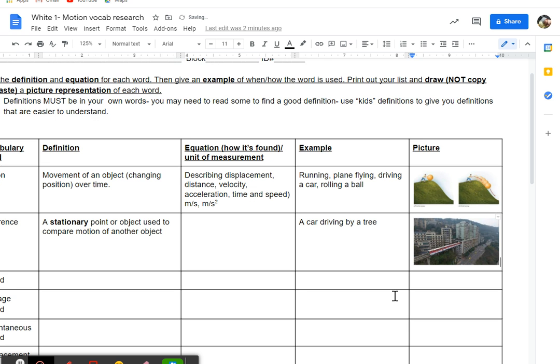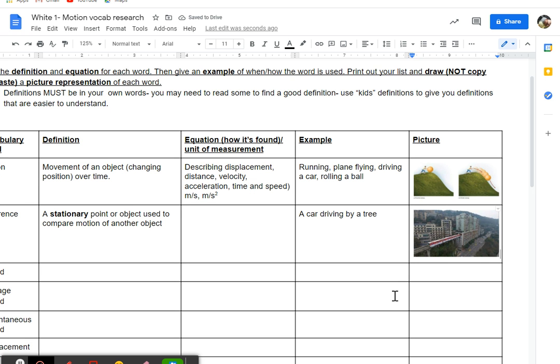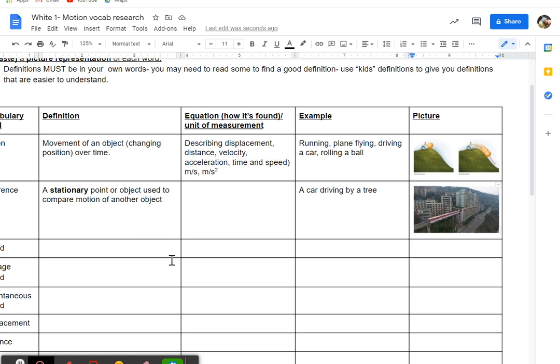All right, the next one down is speed. What definition did we find for speed? Now, this is something you guys probably didn't even need to look up to know the definition of. What is speed, Ryan? The rate at which an object is moving. Good. Do we know what rate means?